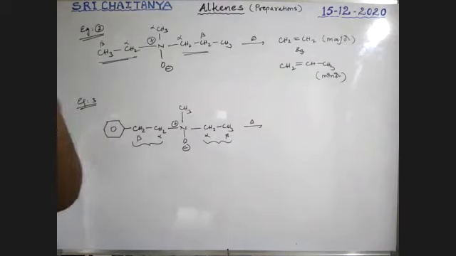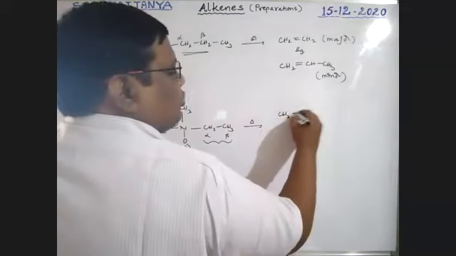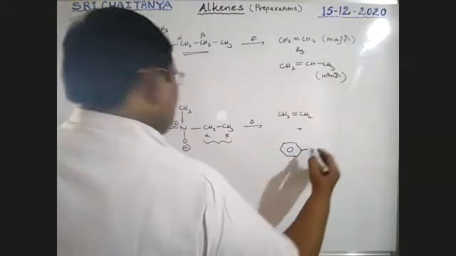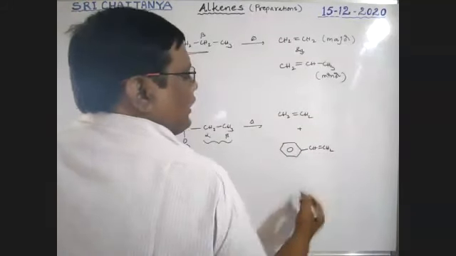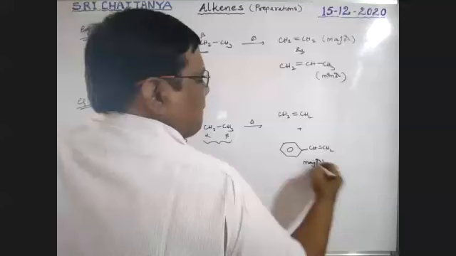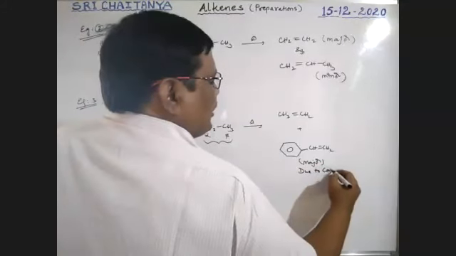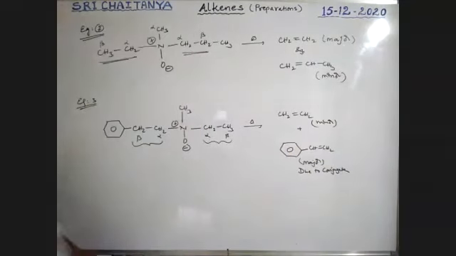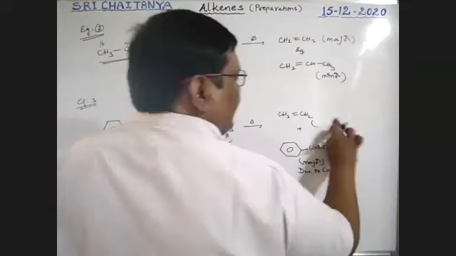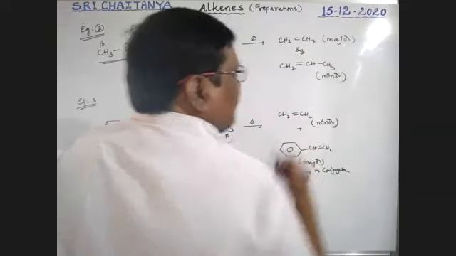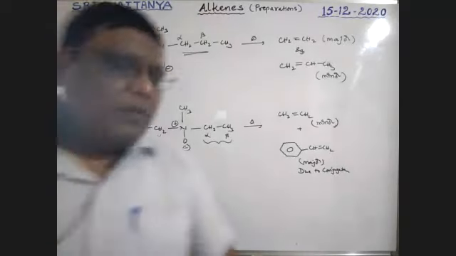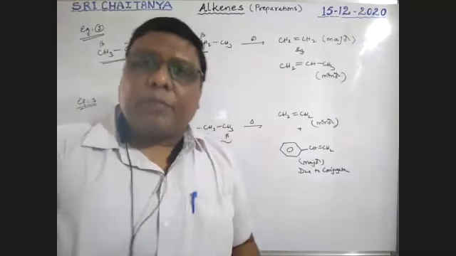Wherever conjugation is there, that conjugated alkene should be the final major product. Therefore, our answer is CH2=CH2 plus CH=CH2. So it is major due to conjugation. The other is a minor product. So like this, boys, it is Cope rearrangement. Is this clear? Next, some more examples.